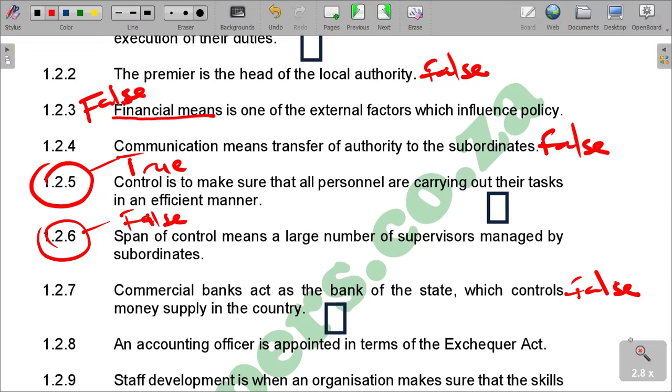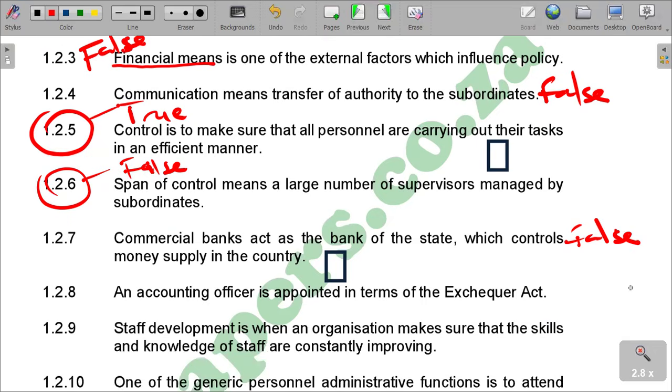An accounting officer is appointed in terms of the Exchequer Act, which also makes it true to say an accounting officer is appointed in terms of the Act which is given here. So it is also true.